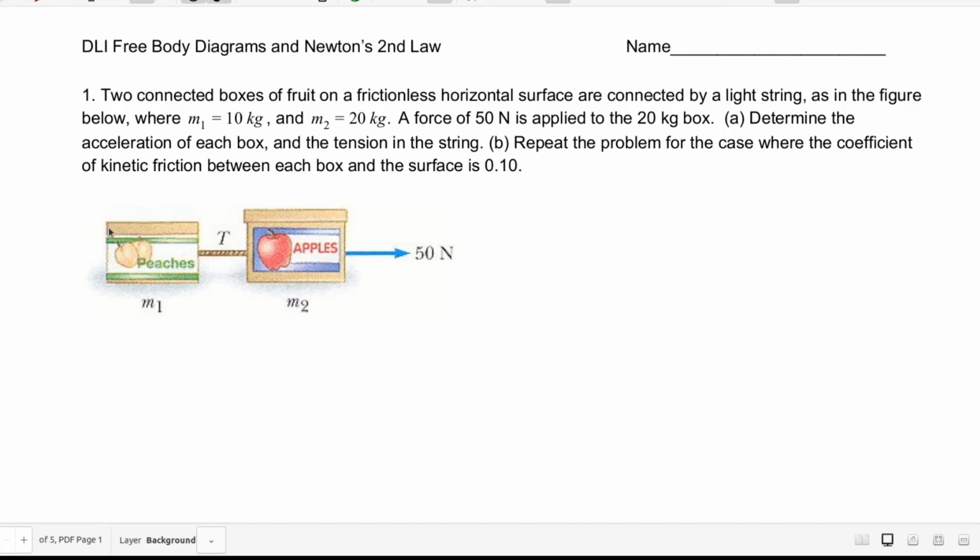Here we're told we have two connected boxes of fruit. We've got a box of peaches and a box of apples. The box of peaches, we're told, has a mass of 10 kilograms. And the box of apples has a mass of 20 kilograms.